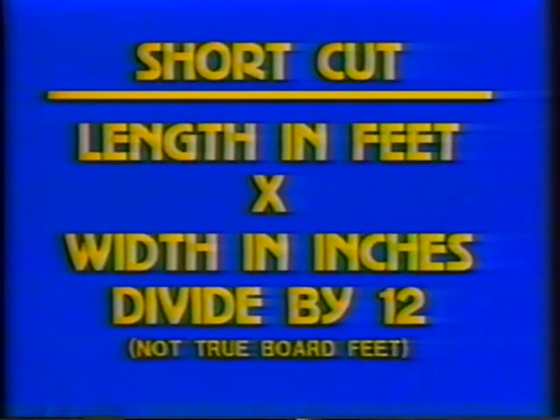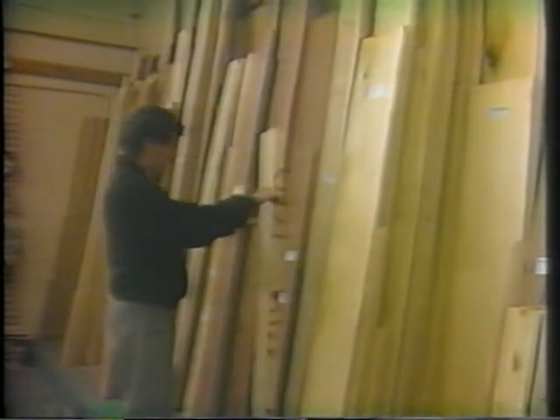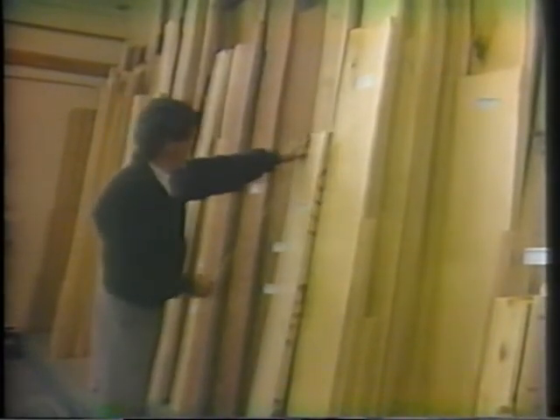Because most boards are 1 inch thick, quite often woodworkers shorten the calculations to length times width divided by 12. This is convenient, but it is not true board measure or board feet, which remember is a measurement of volume. But this rather is a measurement of the surface area or surface measure, SM. Now, once you know the surface measure, the board measure is found by multiplying by the thickness.